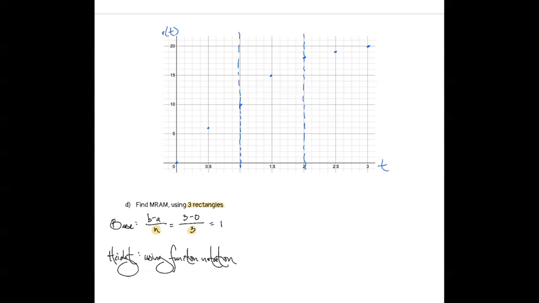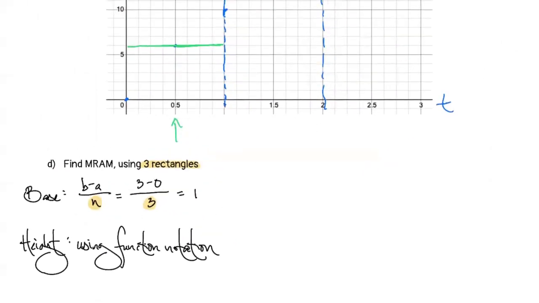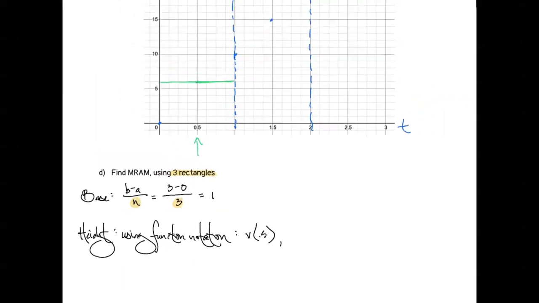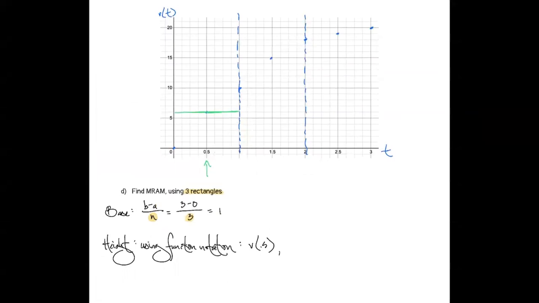Okay, yeah. So let's pick a new color here. All right, so we're actually going to be using f of 0.5, which will give us the height, and maybe to stay consistent, let me say V of 0.5. That will give me the height of the first rectangle using MRAM. What would I call the height of the second rectangle?